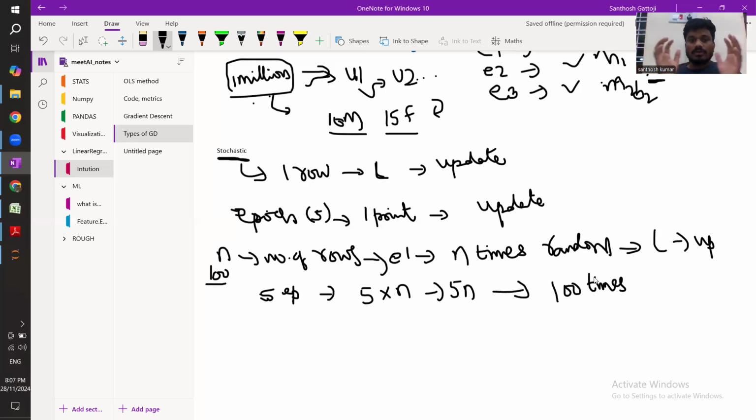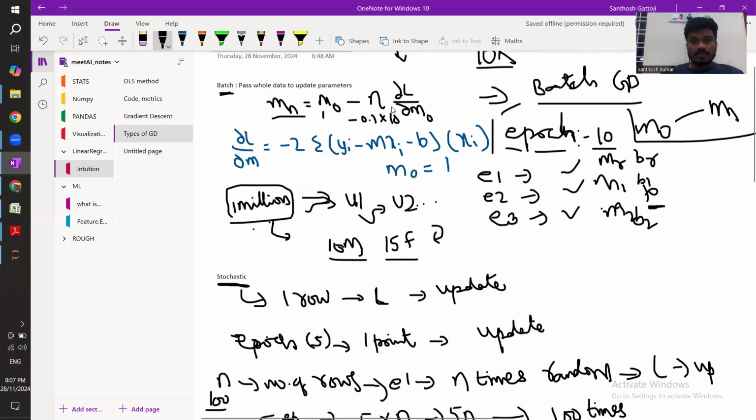So what will it do? It will take 100 rows, but it will not consider all the rows at a time, only one at a time. Randomly it will pick one row, calculate the loss only for that single row, and update the values. We got the new value. Second time, it takes another random value, calculates the loss, and updates the value. Third time, some other random value, update. Like that, how many times will it do?